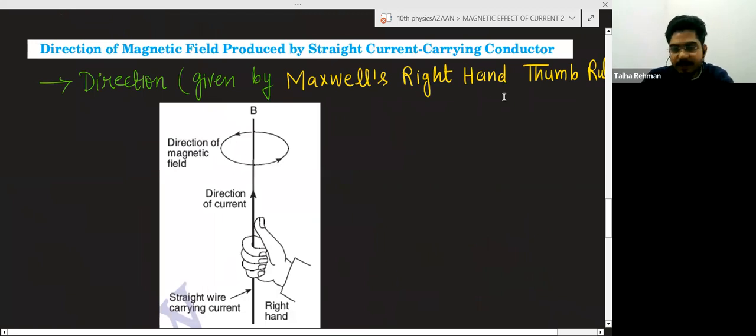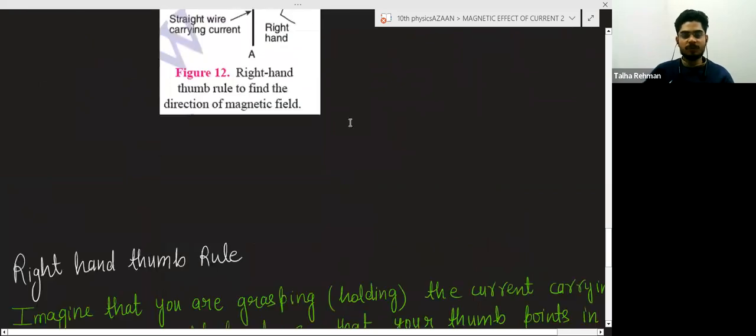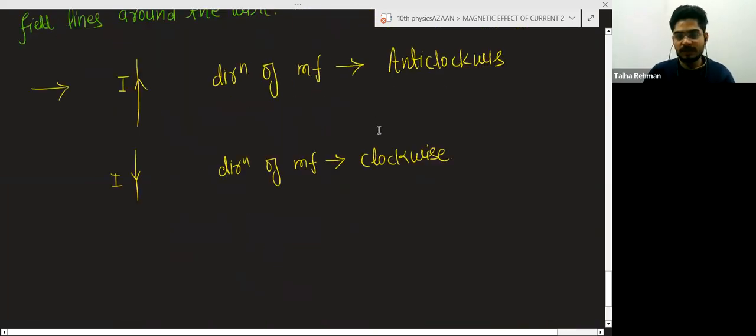Okay, Maxwell sir. Right hand thumb rule. Okay, so we did this in the last class.